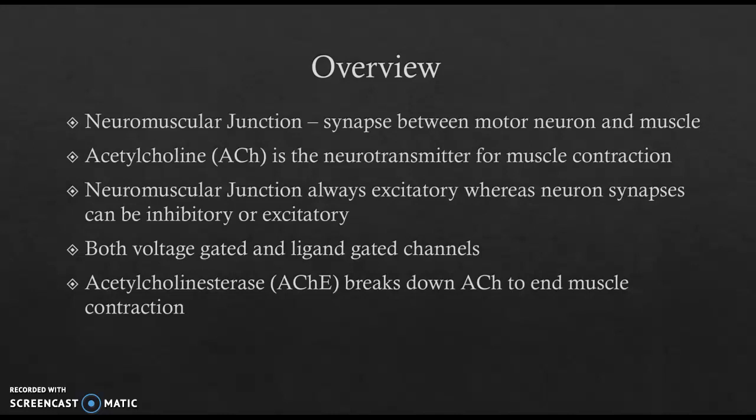The neuromuscular junction involves both voltage-gated and ligand-gated channels in order for the process to work, and later we'll talk about why that is a good thing, but also some of the things that can go wrong with that. And then finally, acetylcholinesterase is the enzyme that is going to actually break down that acetylcholine to end muscle contraction so that our muscles can make one fluid motion and then go back to their resting position.